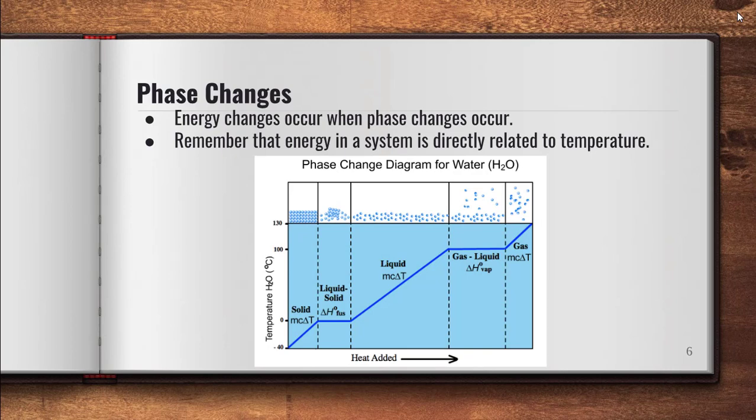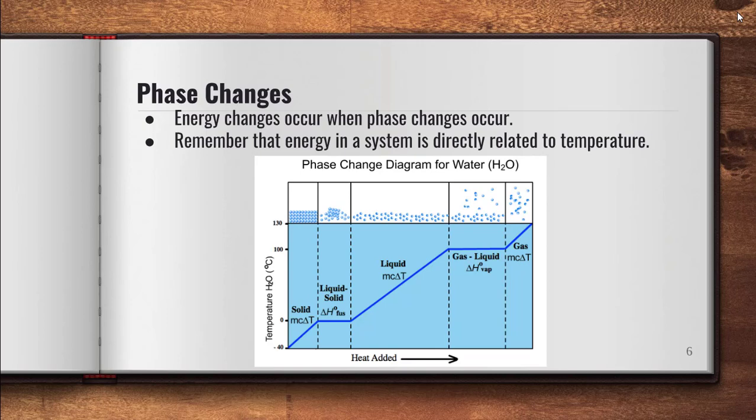So keep in mind that energies change when phase changes occur. And energy in a system is directly related to temperature. So obviously when I increase the temperature, when I add heat to the system, I'm going to change states of matter. At the very lowest temperature, you can see we have a solid. So the far bottom left-hand part of that chart, we have a solid. As we increase the amount of heat that is added to the system, we increase the kinetic energy of the molecules, thus increasing the temperature, which you can see the temperature goes up.